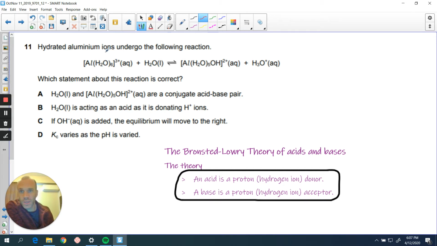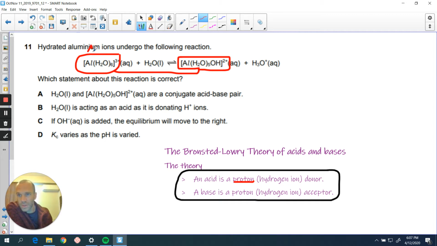So this species here, let's see what it's changed. It's changed from this to this, okay? And as you can see, the charge there has gone down by 1. In other words, it has donated a hydrogen or donated a proton. So this here is the acid, okay? And this species here, the water, has accepted a proton, or has accepted a hydrogen ion, okay? And that's why it's gone from water to H3O+. So this is our base.